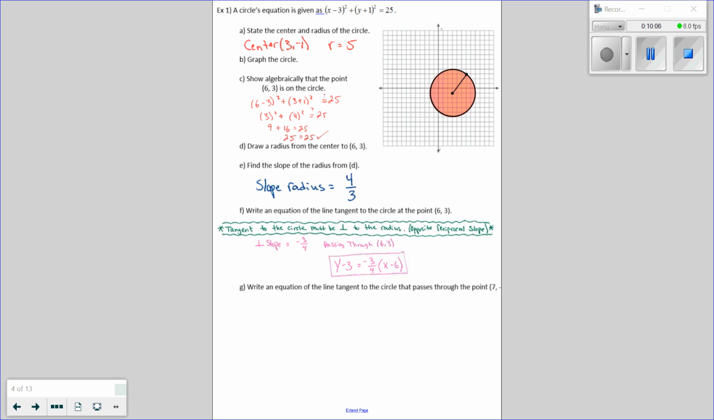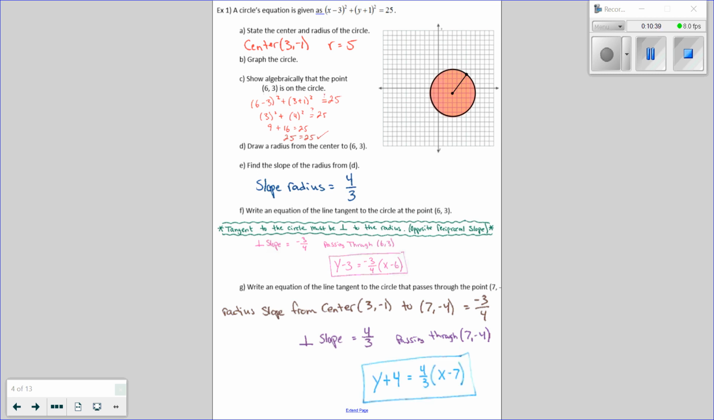Now it says, write the equation of the tangent line to the circle that passes through the point (7, -4). What we need to do is figure out the slope of the radius that goes from the center point to the point (7, -4). Once we have that slope, we're going to use the perpendicular slope because our tangent line will be perpendicular to the radius. So then once we have that information, use point-slope form and write the equation.